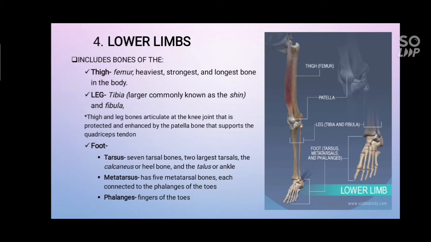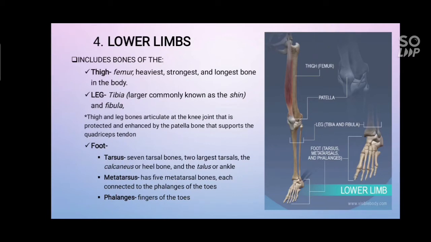So the last part is the lower limbs. It includes the bone of the thigh, or what we call the femur. It is the heaviest, strongest, and longest bone in the body. Since our lower limb carries the whole weight of the body, the bones there should be thicker and harder to support our body. Then the leg, or the tibia, commonly known as the shin, and the fibula. So the thigh and leg bones articulate at the knee joint. It is protected by the patella bone that supports the quadriceps tendon.